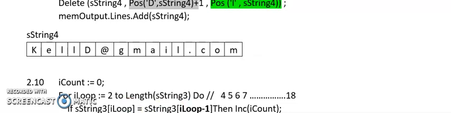Well, in the next section, we're going to look at writing little short snippets of code with string functions.